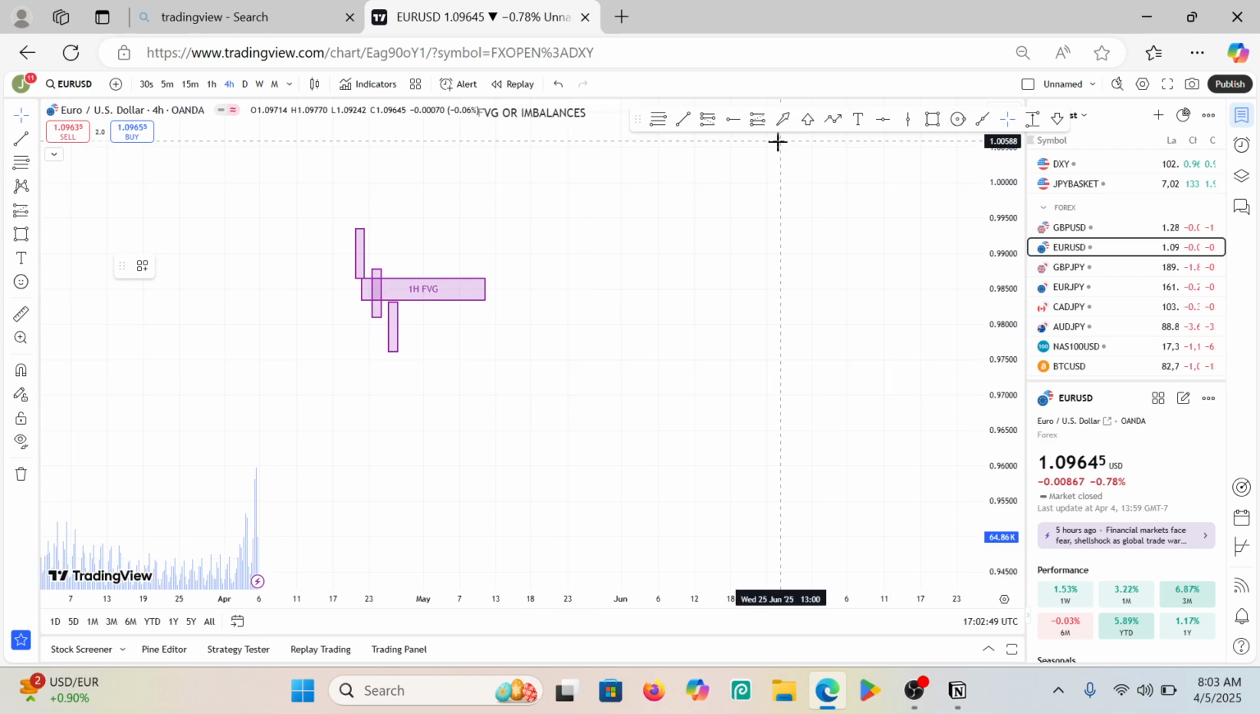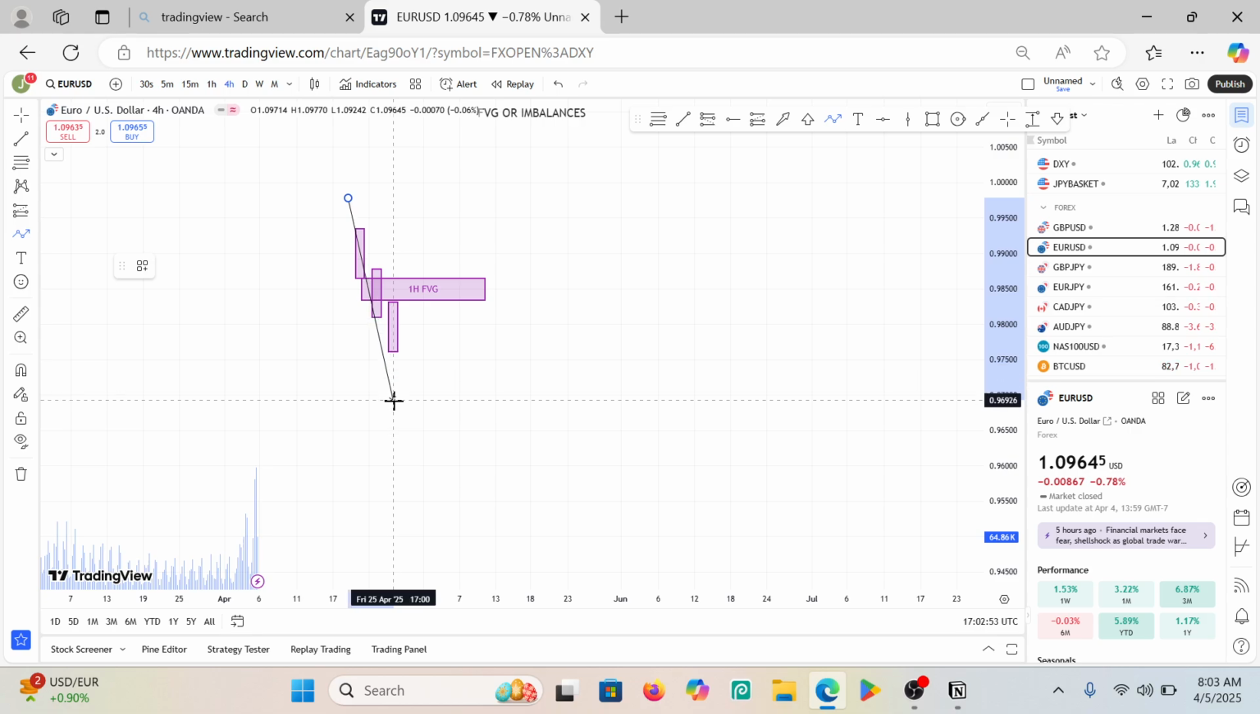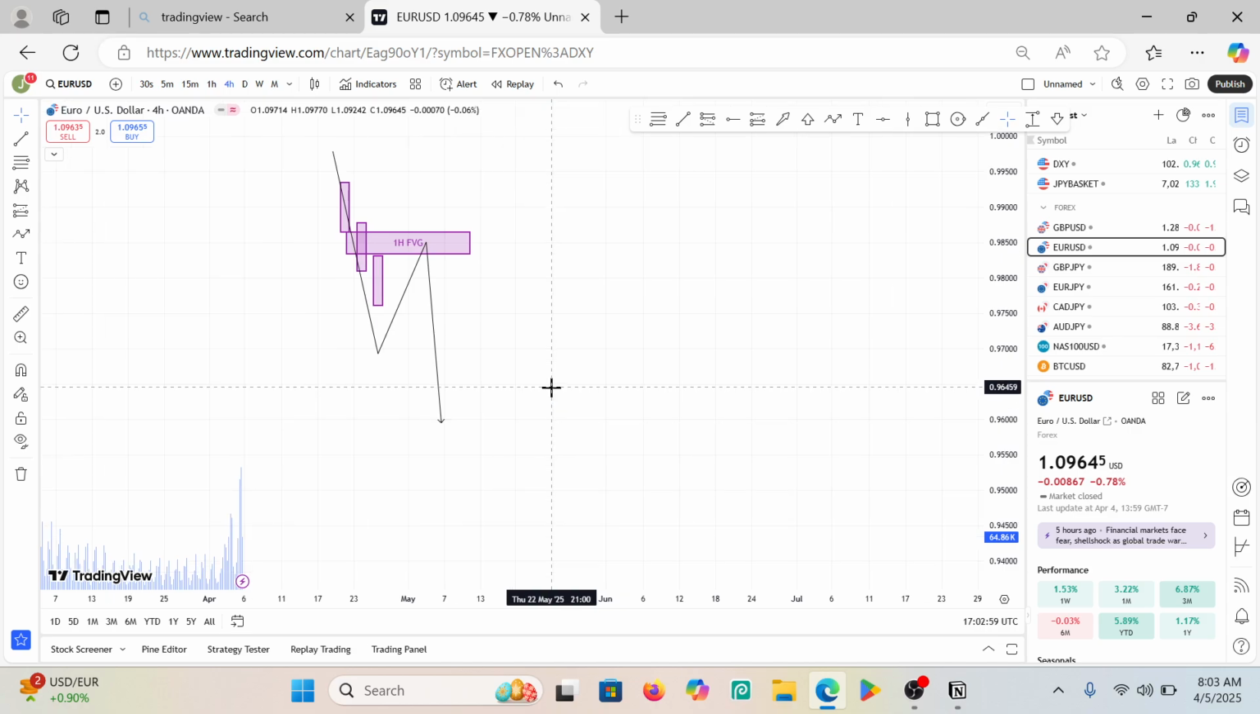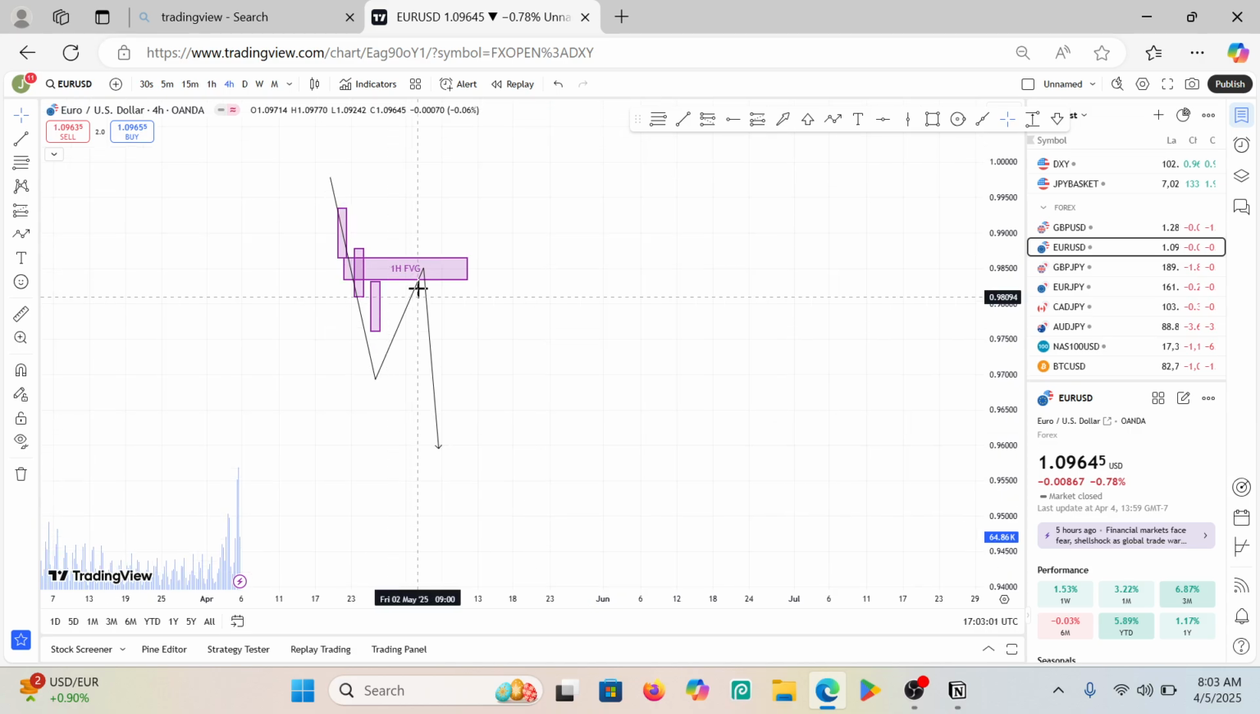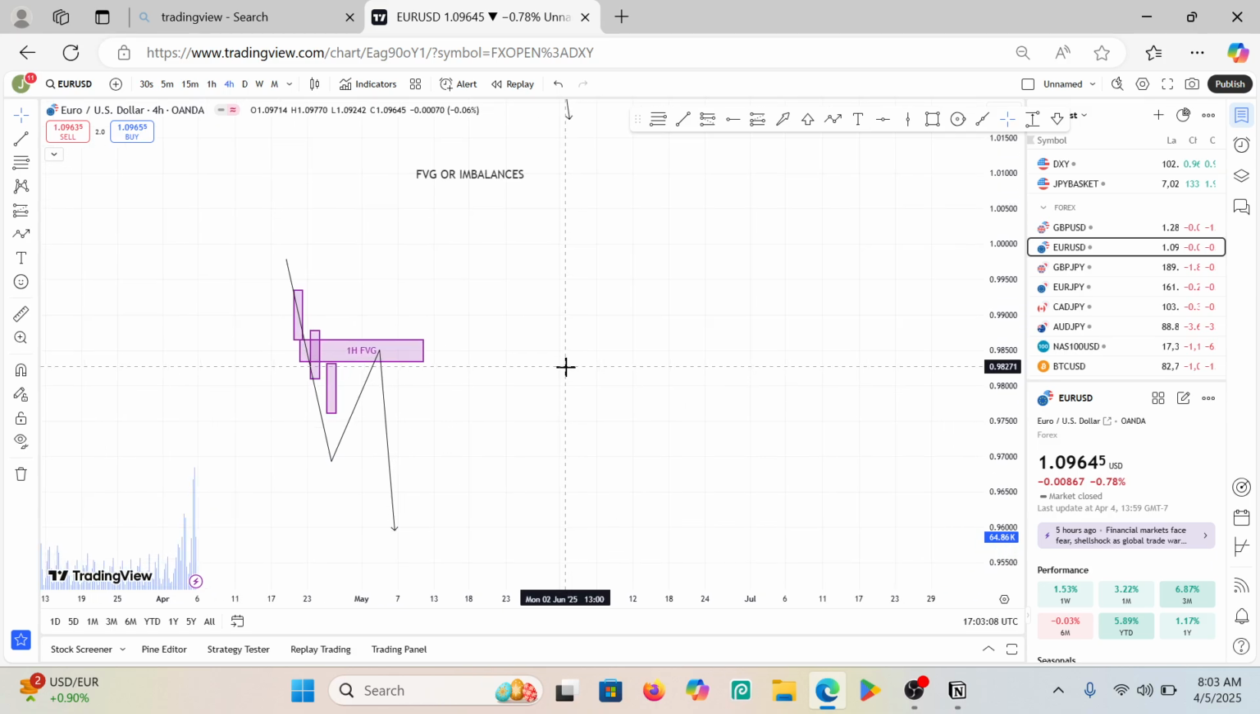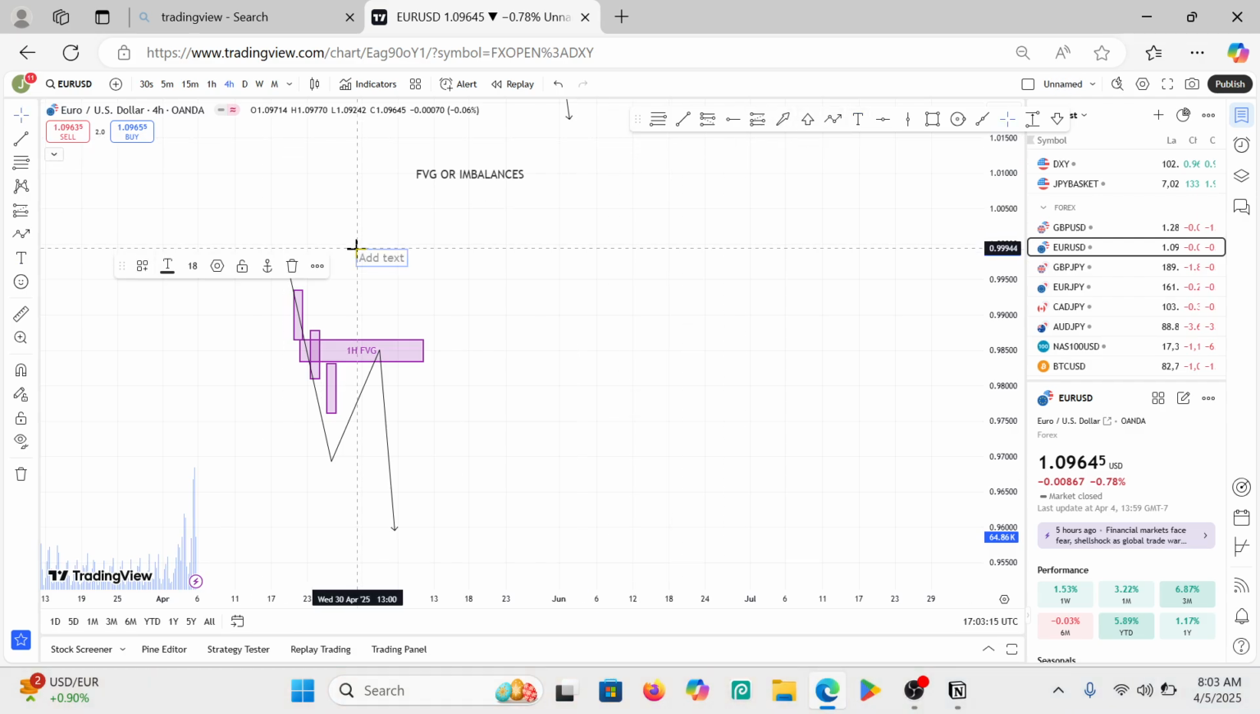So the market was recently on a downtrend. It was forming this one. The market will retrace into that FVG and continue. You wait for a retracement into this fair value gap, then you sell your market. It's a bearish FVG.